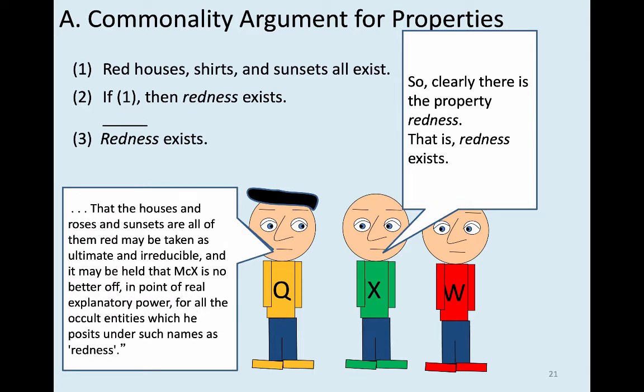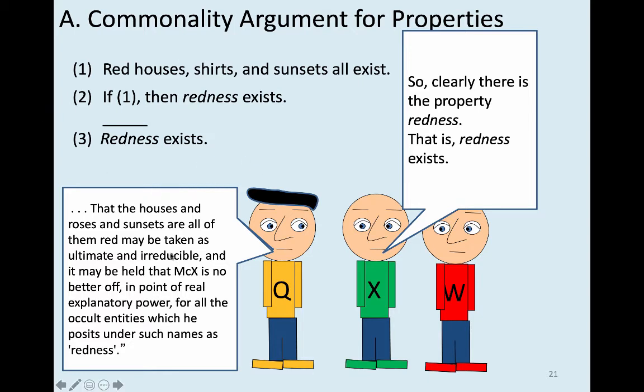That the houses and roses and sunsets are all of them taken to be red may be taken as ultimate and irreducible. And it may be held that McX is no better off in point of real explanatory power for all the occult entities which he posits under names such as redness.